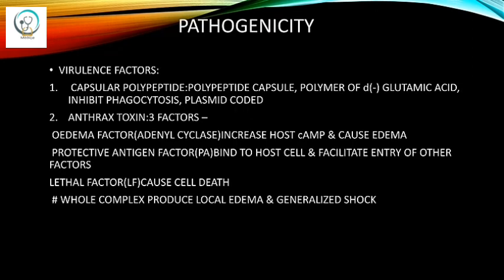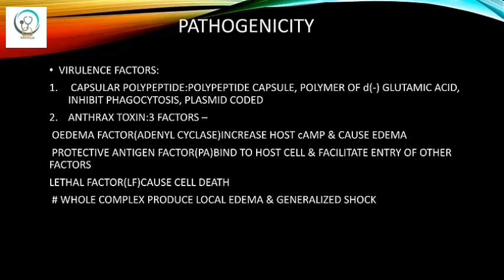Then about its pathogenicity. Pathogenicity depends upon two virulence factors, that are capsular polypeptide and anthrax toxin. First, capsular polypeptide. It is a polypeptide capsule made up of a polymer of glutamic acid, and it inhibits phagocytosis. The capsular polypeptide is plasmid coded.